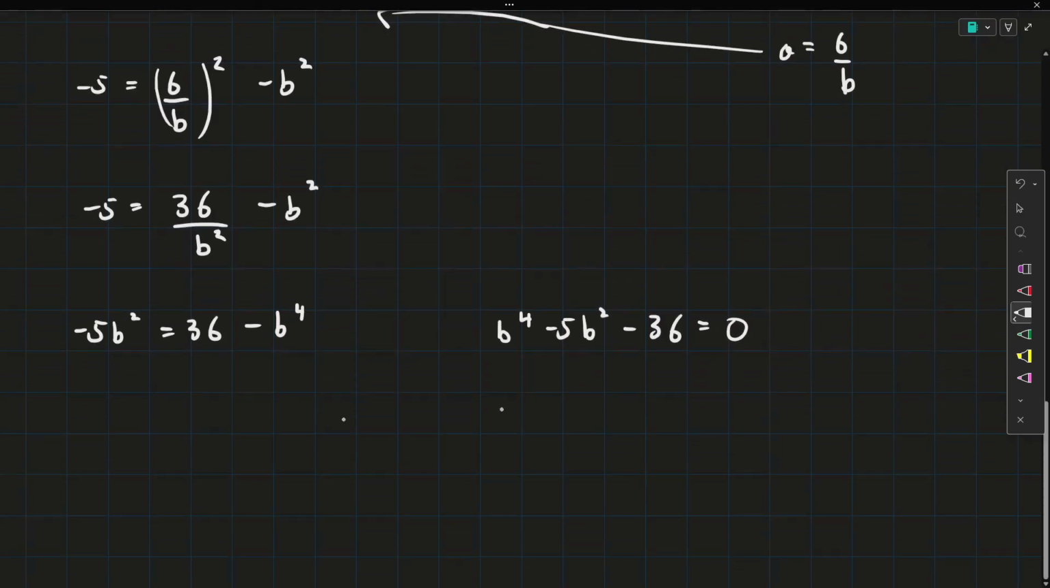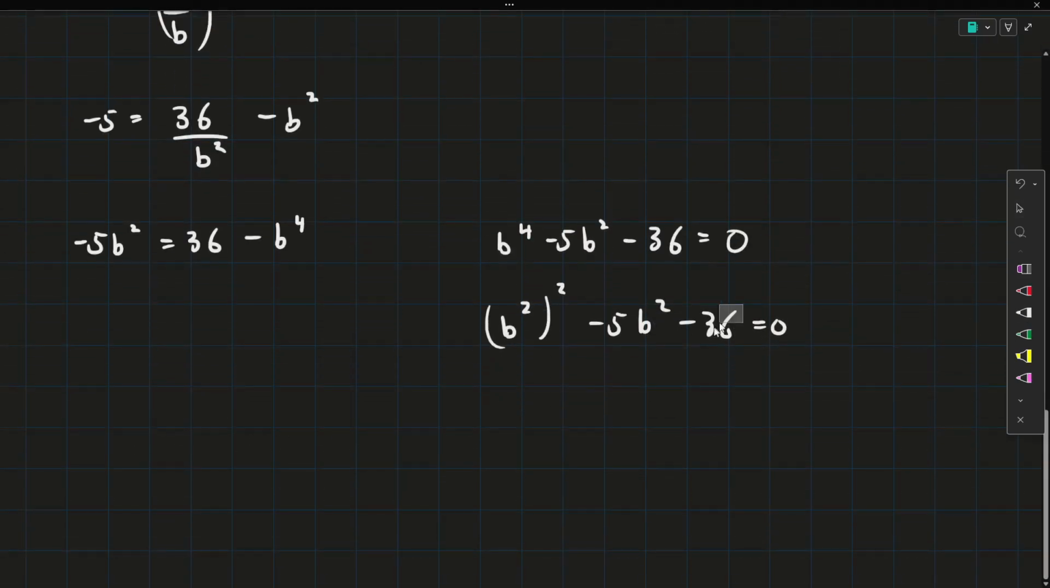And the way that we can think of solving this is we have b squared, the whole thing squared, minus 5b squared minus 36 equals 0. So you can make a substitution if you want, or you can just solve this quadratic. So factors of 36, we can say minus 9 and plus 4. So we can write this as b squared minus 9 times b squared plus 4. If that's not okay, you could just say let x equals b squared, and then you can solve the quadratic, and then this part should be fine.